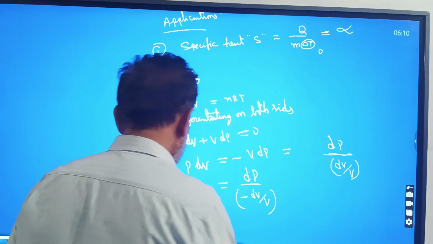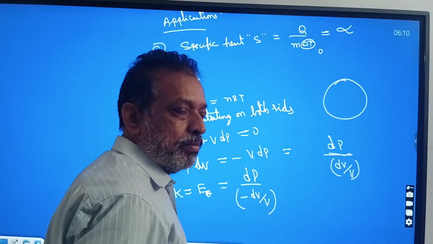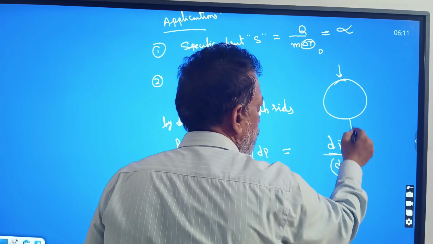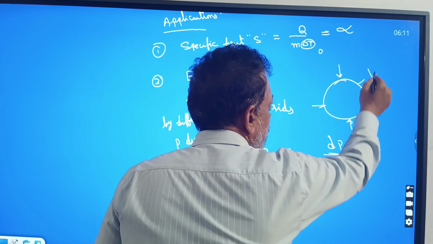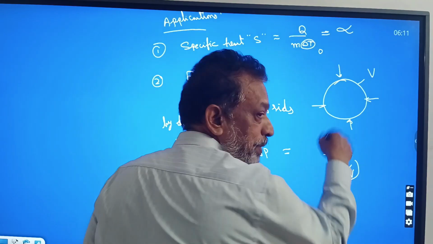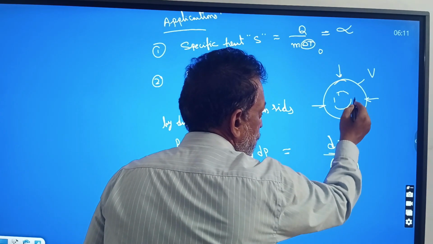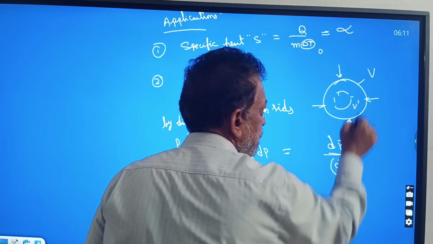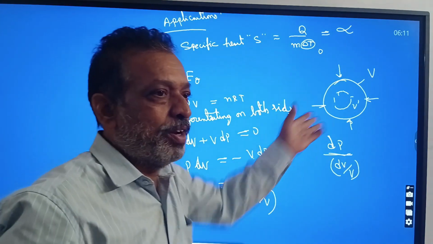What is the meaning of volumetric strain? Take the volume of a balloon. I am applying pressure, and the pressure slowly changes. What will happen? This is the initial volume. Does the volume increase or decrease? It decreases. This is the final volume, which I can call V dash. Final volume minus initial volume: the initial volume is more than the final volume, so that's why we write a minus.